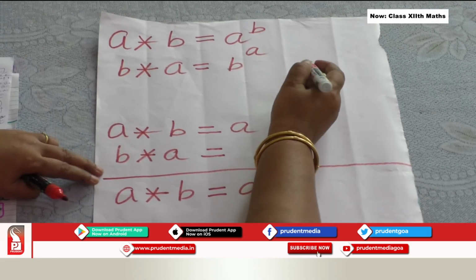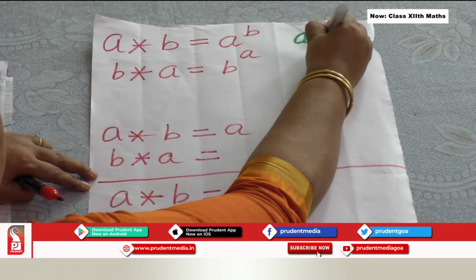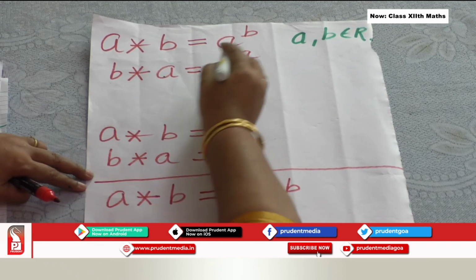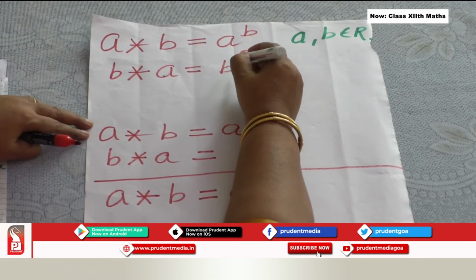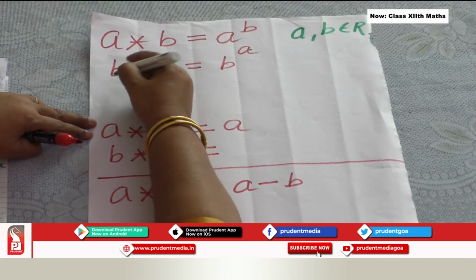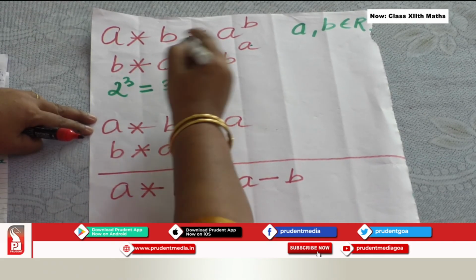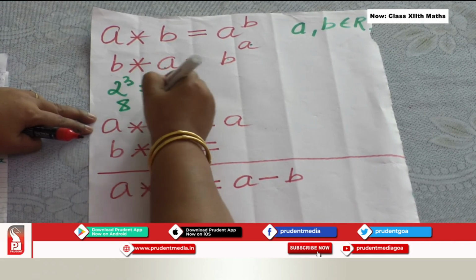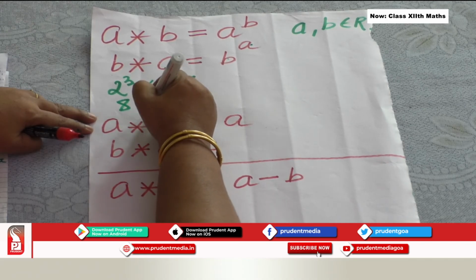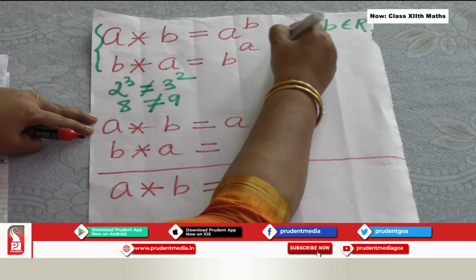Now see, I am taking one example here. A star B is A raised to B, where A and B both belong to real numbers. Okay. Then B star A is B raised to A. We have to check whether this is commutative. Now see, if I take in this example 2 raised to 3 and 3 raised to 2. What is 2 raised to 3? I will get 8, and 3 raised to 2 is 9. Both are not equal. Is it clear to you all? So this one is not commutative.